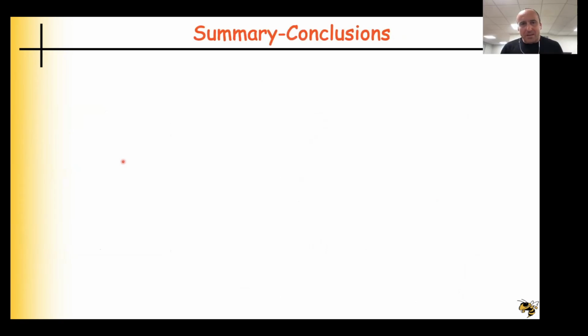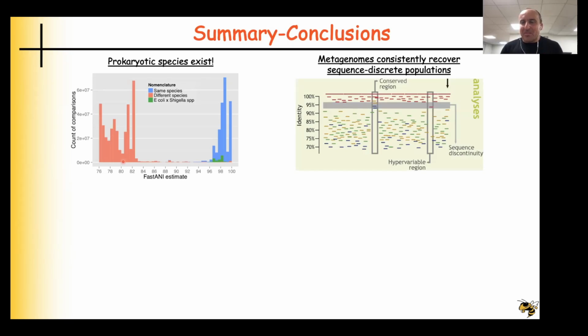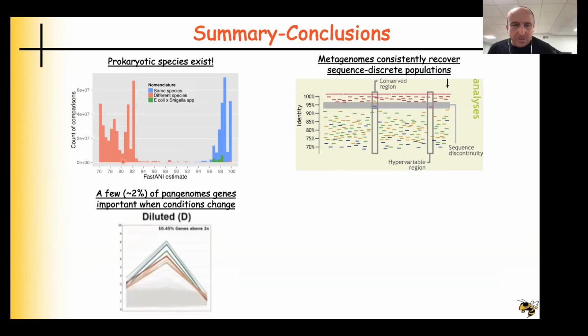So to summarize, what I hope I have shown you is that prokaryotic species seem to exist, and that 95, 96% ANI is a good threshold to define them. Not always, but in 99% of the cases. There's a lot of 9s in this talk. The metagenome picture is strikingly similar to the isolate picture and helps us identify these organisms and track them over time.